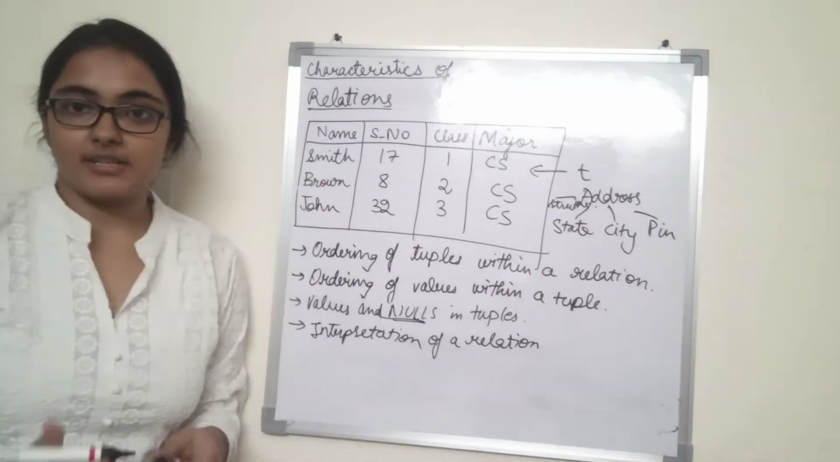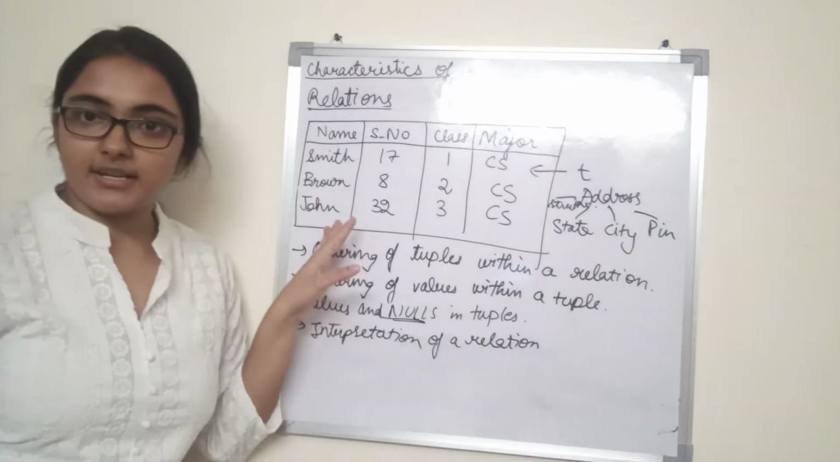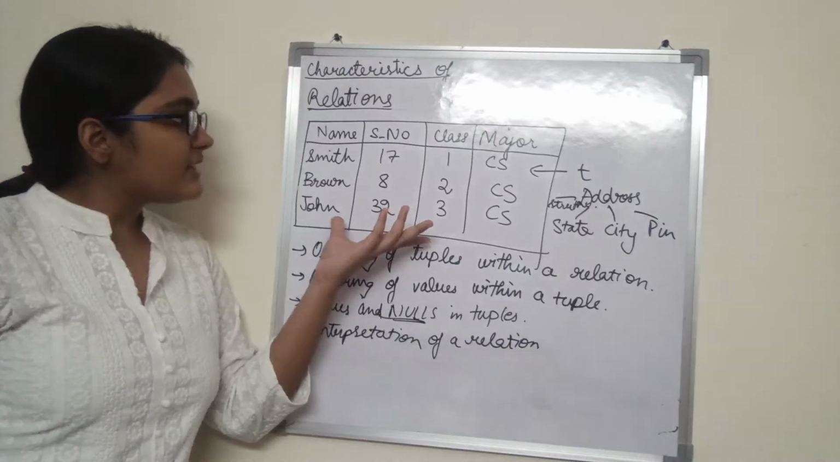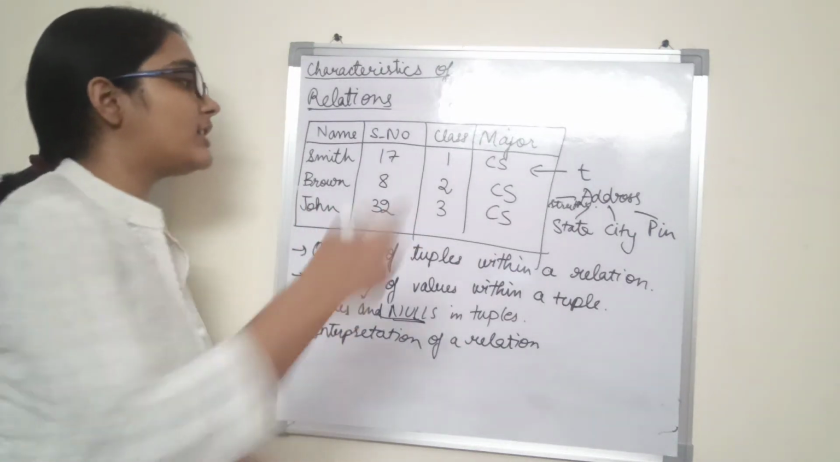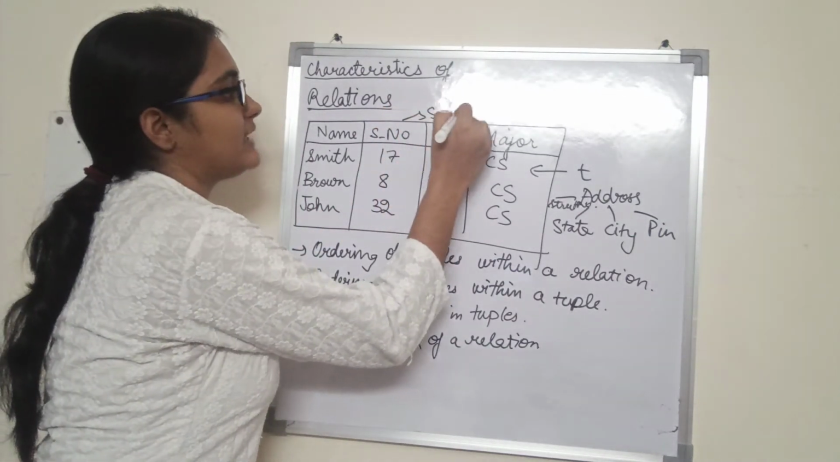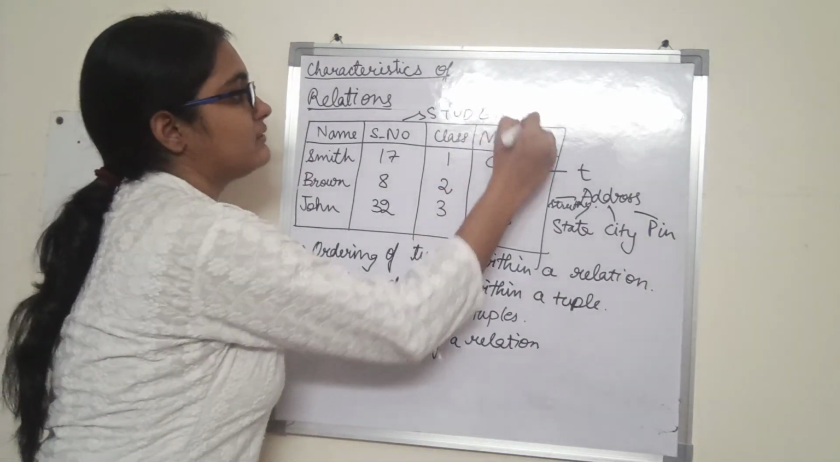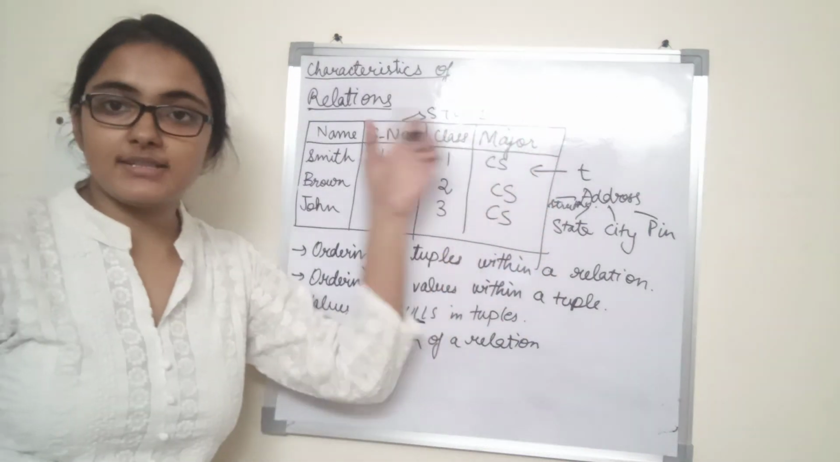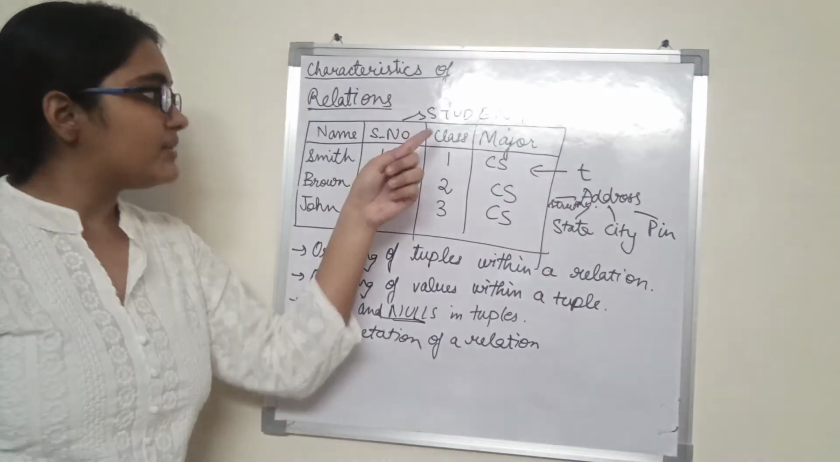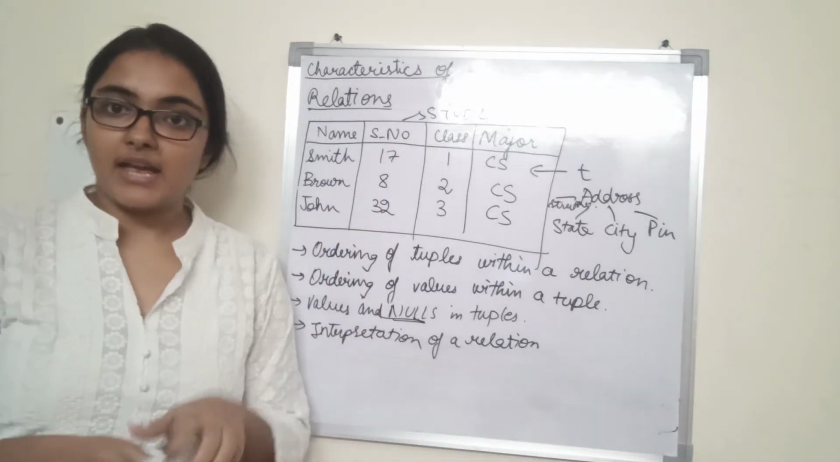So if you see this relation, some relations represent facts about entities. What does this relation represent? This relation represents facts about a student. What is a student? A student is an entity. So this relation represents a fact about an entity, right?